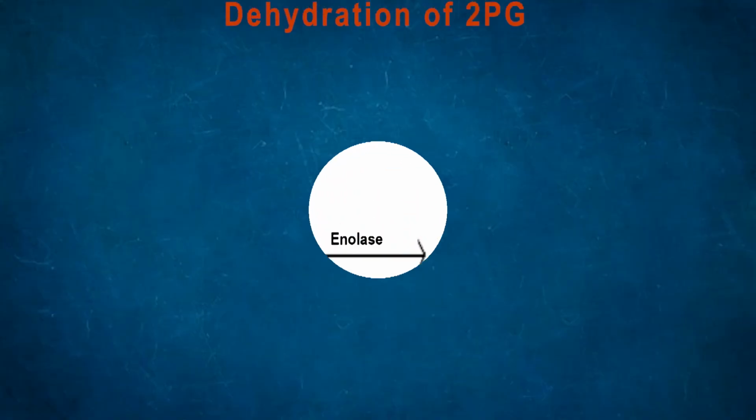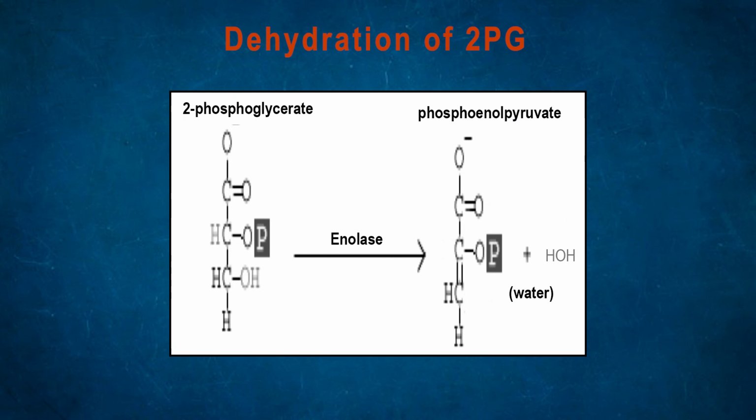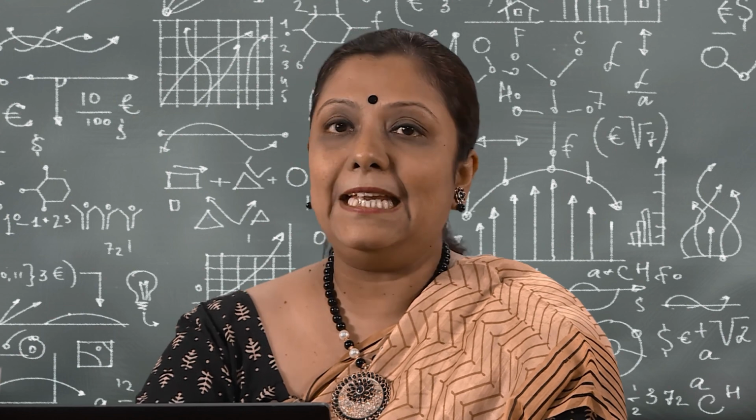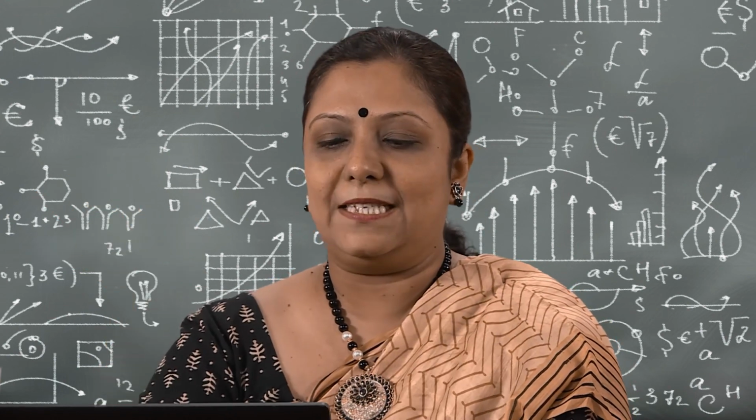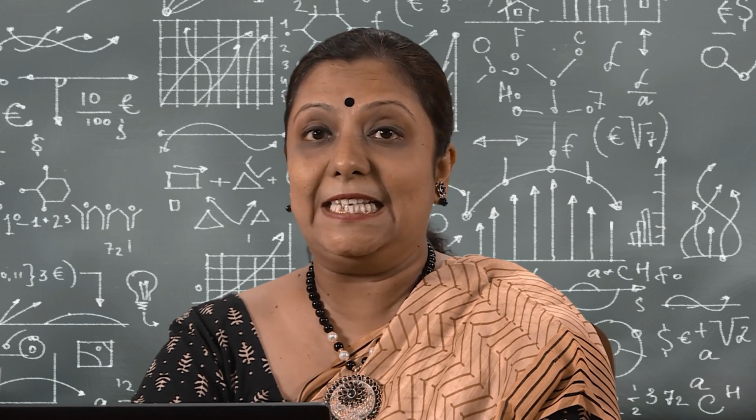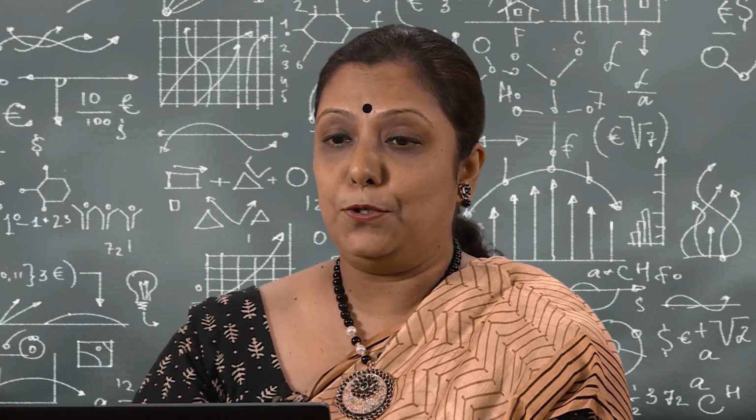Step 9, the dehydration of 2-phosphoglycerate. 2-phosphoglycerate loses a molecule of water and becomes phosphoenolpyruvate, which is a very unstable molecule. The enzyme enolase removes a molecule of water from 2-phosphoglycerate to produce phosphoenolpyruvate. It happens in the pocket of the enzyme through a series of reaction steps. The energy involved here is 1.7 kilojoule per mole.